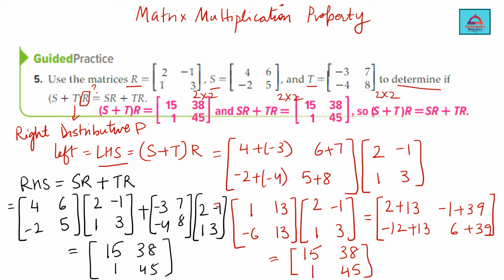So the left and right hand side will come out to be equal. And because they are equal, this property of distribution, right distributivity of matrix R over the sum S plus T is true. So we have verified this matrix multiplication property. That's how you check.